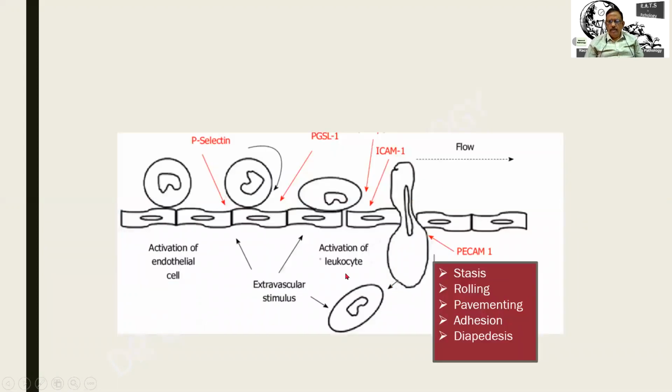This is a more simplified diagram which I would like you people to kindly draw. The intercellular adhesion molecule, the P-selectins, etc. and the platelet endothelial cell adhesion molecule. And the sequence of events are again given here. This is a very simple line diagram which you people can draw. ICAM is the intercellular adhesion molecule.